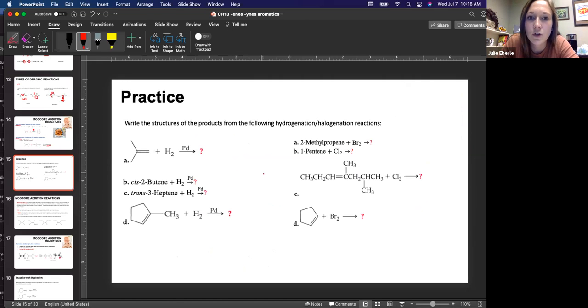All right, so we're going to draw the products that we would get from the following hydrogenation or halogenation reactions. We're just going to do A, B, C, and D on the left side. I'll let you guys do the ones on the right side for practice on your own. So let's draw these out. What do y'all think we should get? I know this part of the molecule is going to be the same, but now this is going to be a single bond.